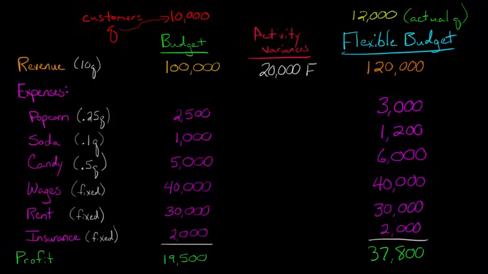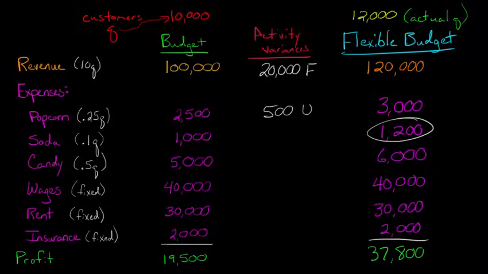Now we think about popcorn. We got 3,000 versus 2,500, so we should have expected an extra 500 in popcorn. Now we spent more, so we'll call that an unfavorable variance. That doesn't mean it's a bad thing. Don't get too hung up on this unfavorable/favorable distinction, because in this case we had more customers, so we'd expect to give out more popcorn. It doesn't necessarily mean there's some kind of serious problem.